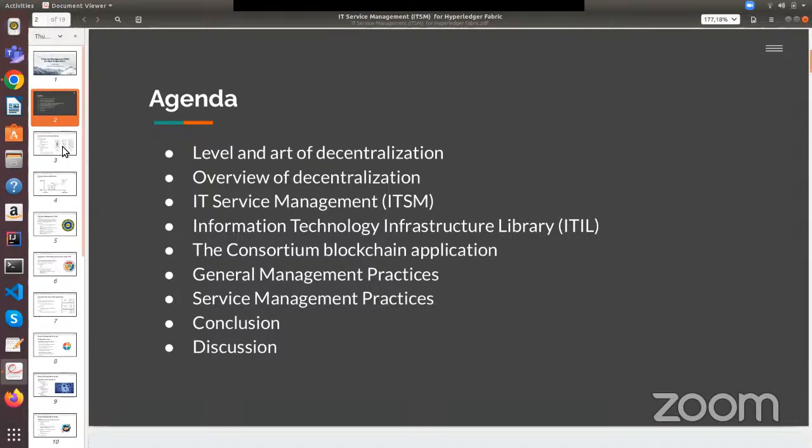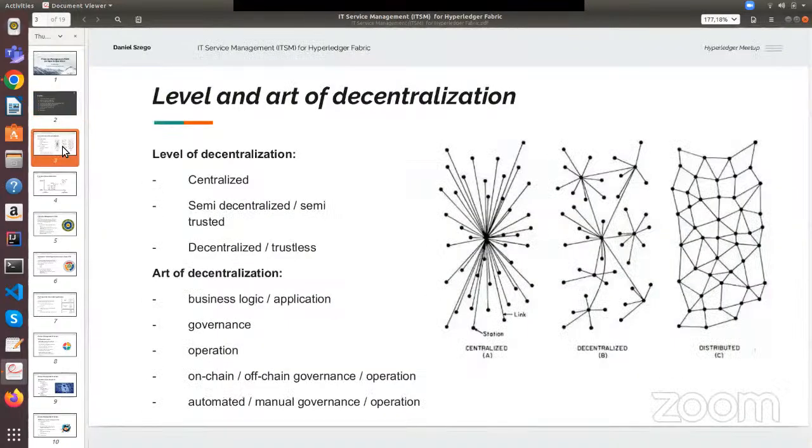So let me start with the usual picture, the usual slide. It's centralized, decentralized, distributed, and stuff like that. As usual, we can consider something which is a level of decentralization. A system can be fully centralized, or fully decentralized, fully trustless. And at Hyperledger, most of the technologies are somewhere in between. Usually they are semi-decentralized or semi-trusted systems.